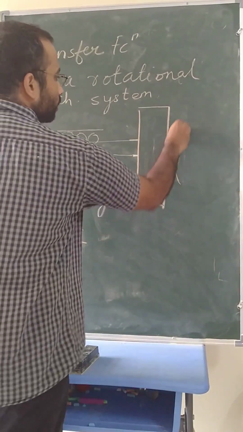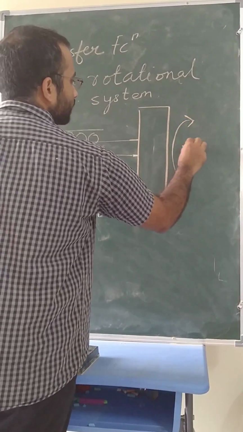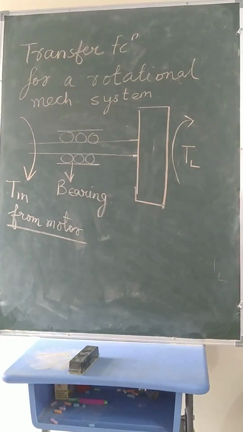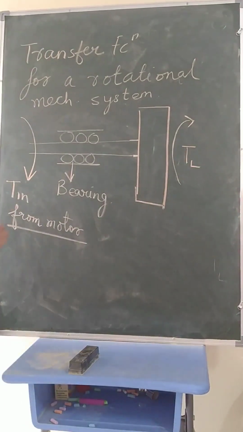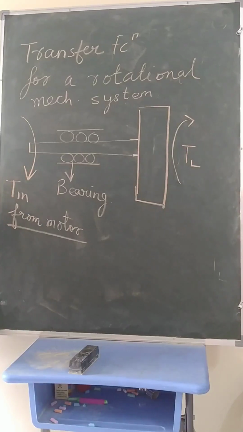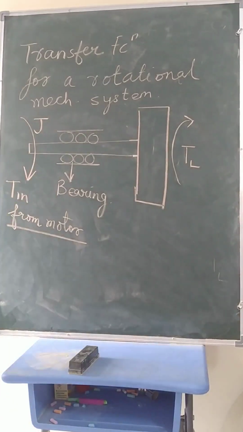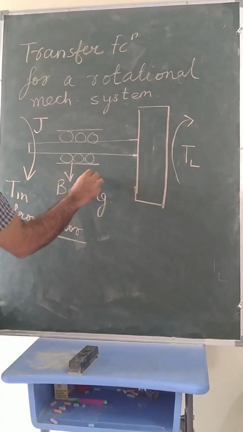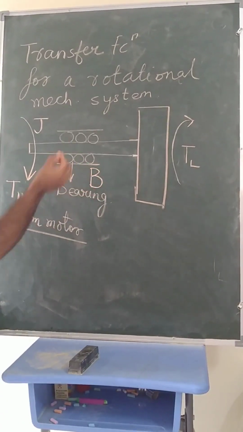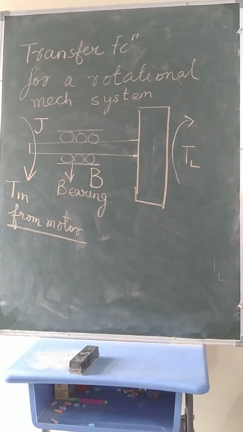So that load torque is, let's say, TL, and the moment of inertia for the shaft is given by J. This bearing provides some damping to the rotatory motion, and we'll be using B.